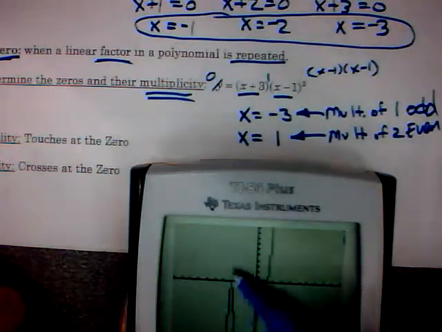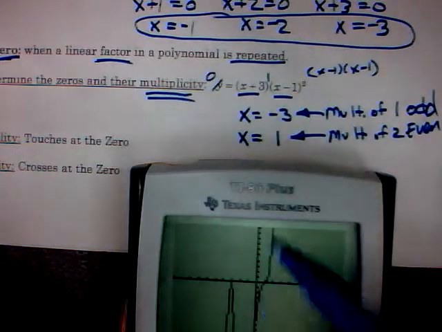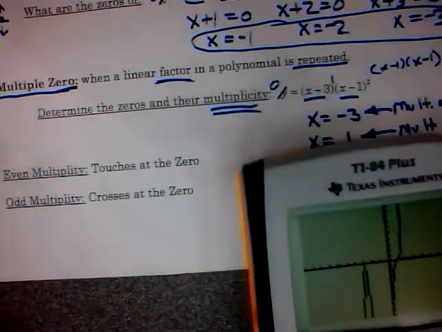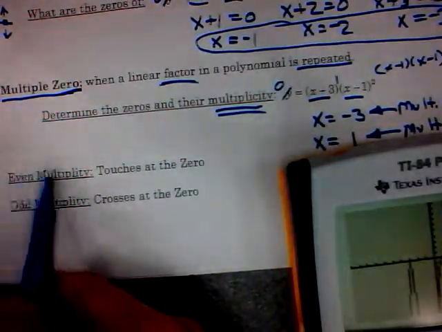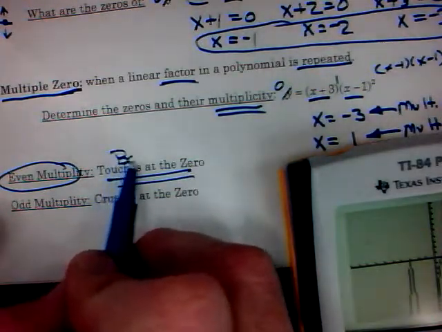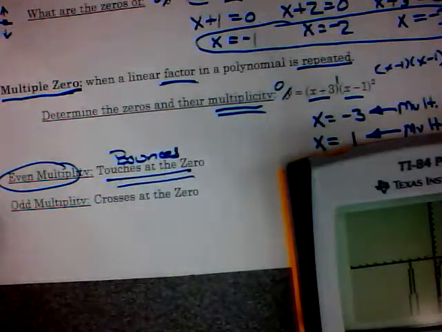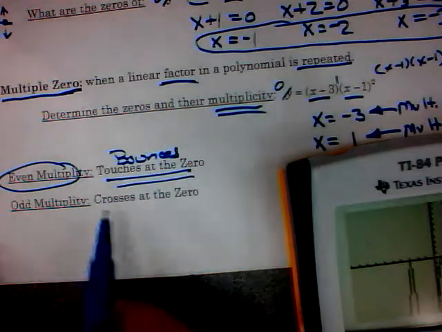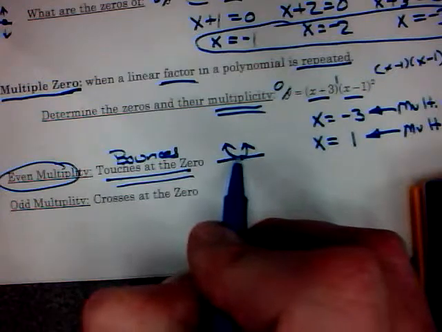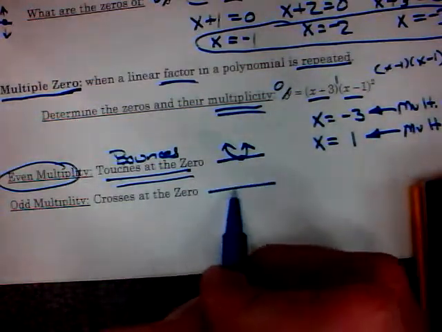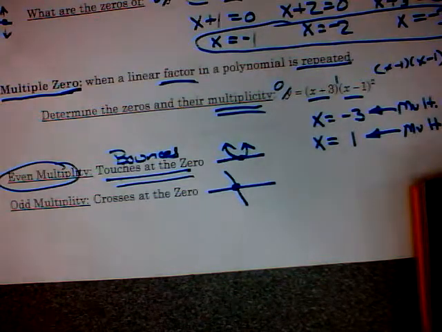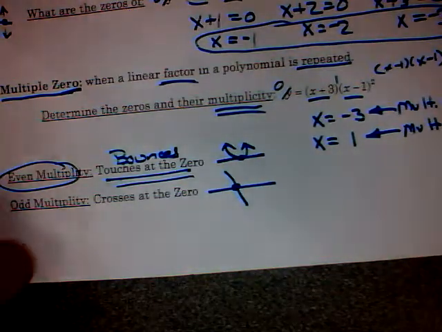At negative 3, see how it bounces? But then at positive 1, it crosses. So even powers, if we look at here, if the multiplicity is even, it just touches or it bounces off the 0. And if it's an odd multiplicity, it crosses. So this one will bounce. Okay, this one here will cross through. Okay, so that's the difference between odd and even multiplicity.